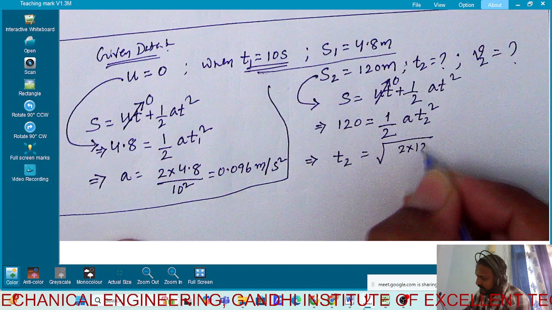15.81. Do it correctly. One second. Sir, 50. Yeah, 2 into 120 divided by 0.096. 50 second, yeah, 2500 root. Is it? How much did you get? 50. Okay. So this much time it is taking for traveling 120 meter. Understood?